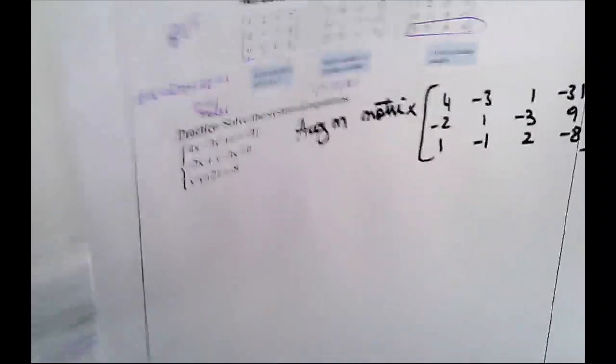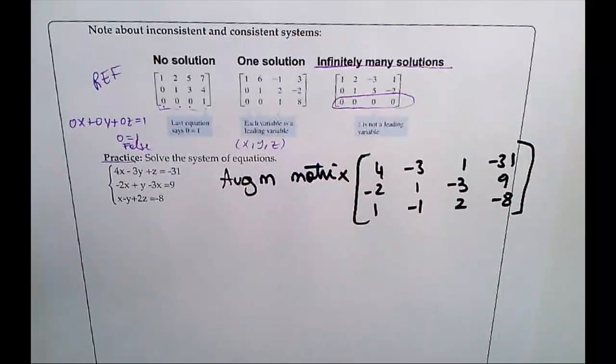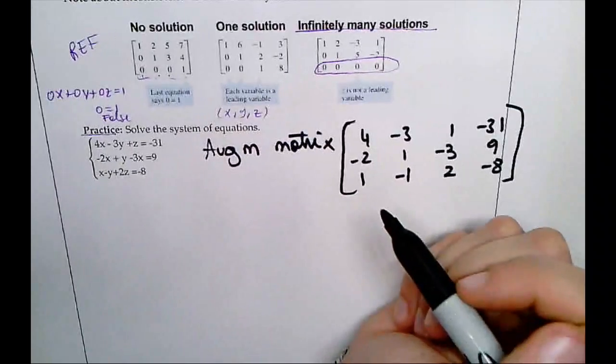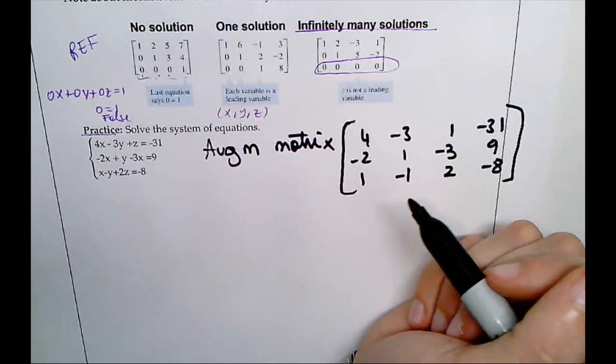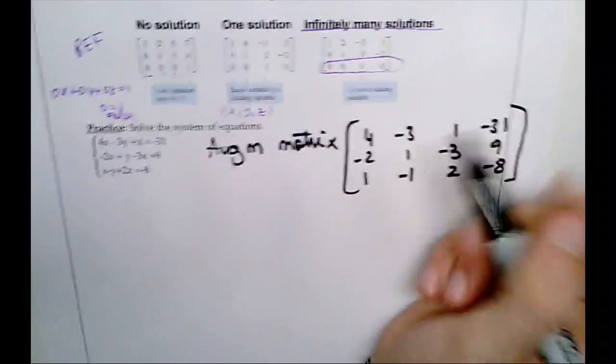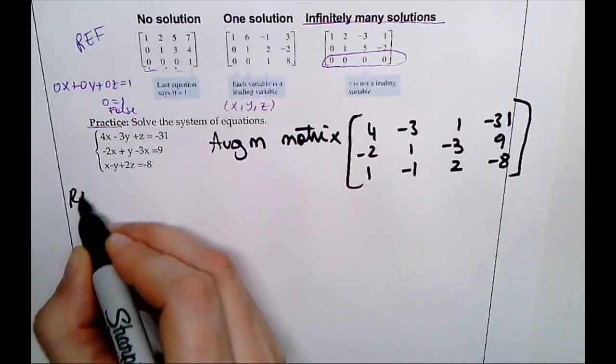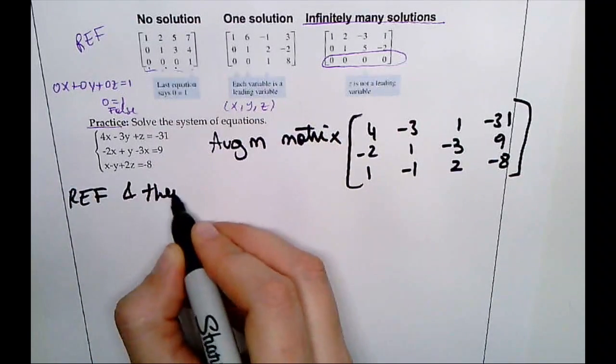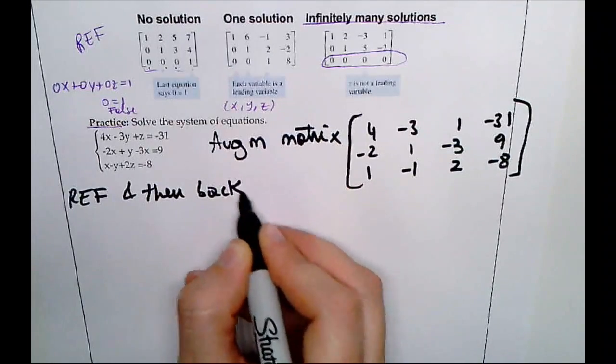Alright, so let's do this one together, and if you did it by yourself and you're going to get the same answer, great. If not, let's see where things might have gone wrong. We need to find the reduced echelon form and then use back substitution to solve.